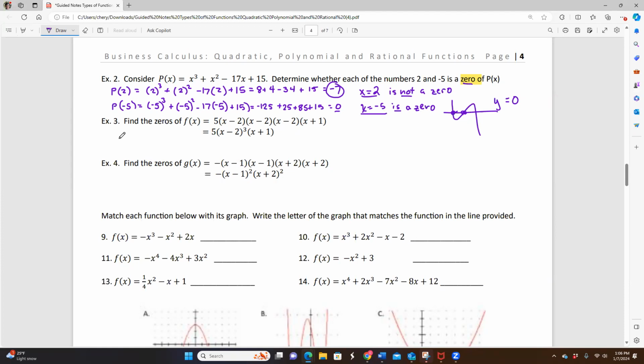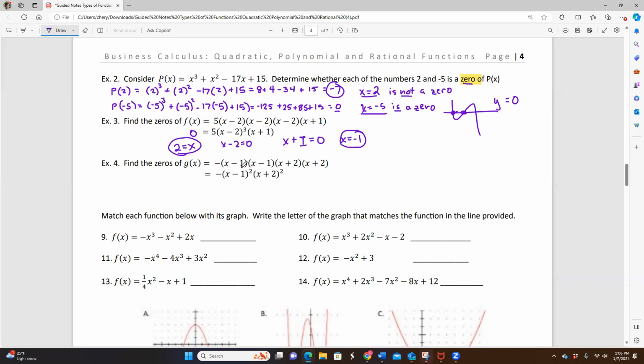Looking at example 3, another way we can find zeros is by factoring it. So this function is already factored. And to find the zeros, then we set it equal to 0. Now, if I set this equation equal to 0, I know that 5 doesn't equal 0. But maybe this x minus 2 equals 0. Or maybe this x plus 1 equals 0. In that case, we would solve this by adding 2 to both sides and get x equals 2. That would be one of our zeros. And here we'd subtract 1 from both sides and get x equals -1. So those would be our 2 zeros for this function.